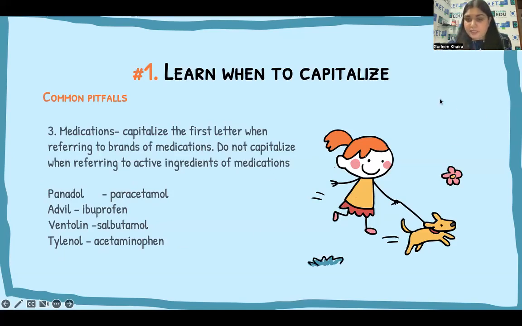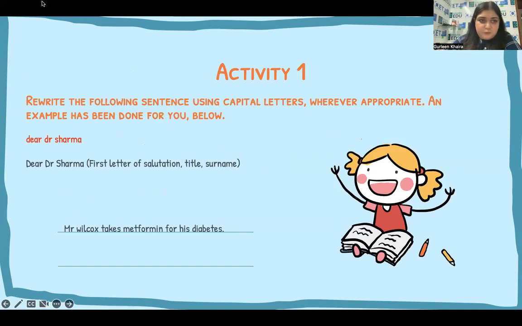Again, it would be a good idea for you to note these down. Maintain a list. If you get confused, start maintaining a list when you're preparing for the exam and revise that once a week before the exam so that you remember. Here's an activity for you. And I've also done an example, the first one.